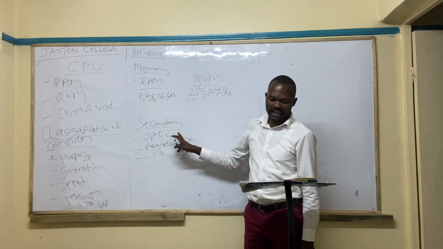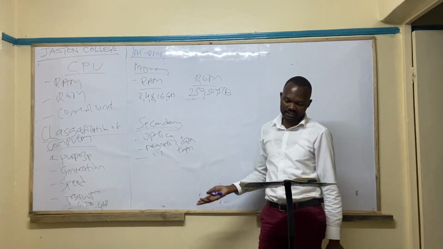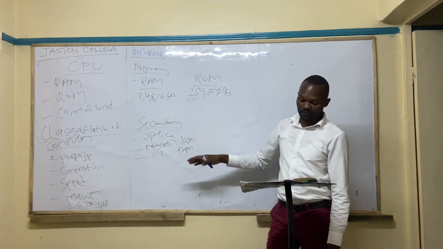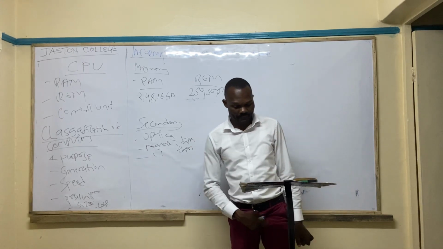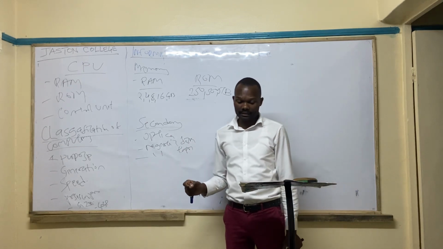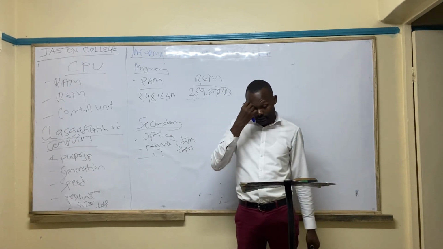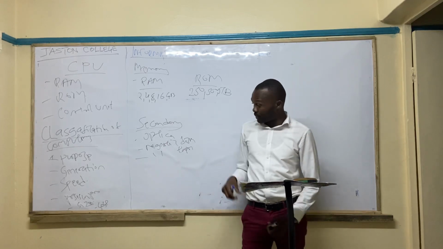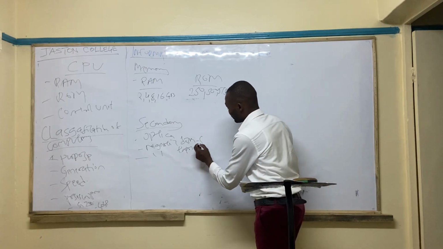They are cheap, they are portable, and they can store a lot. The disadvantage is they break down easily, they can easily lose information, and they require a special reader for them to be read or written. Magnetic disks, this is where we have the flash disks.